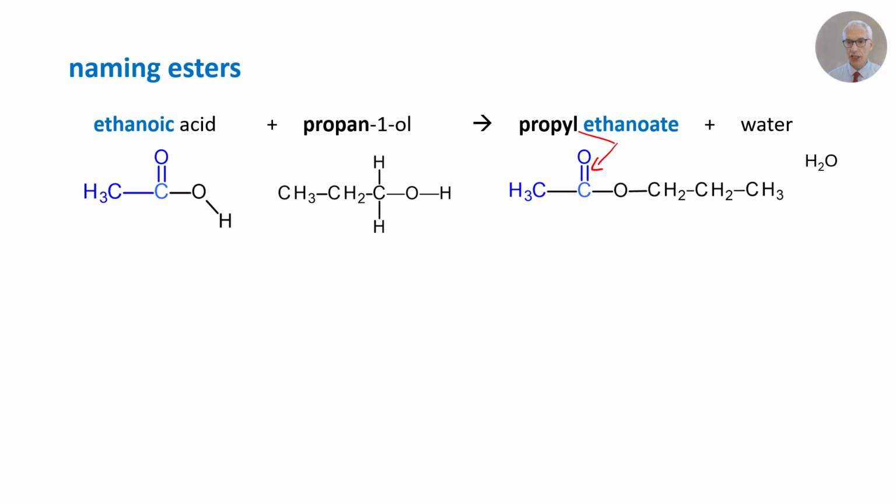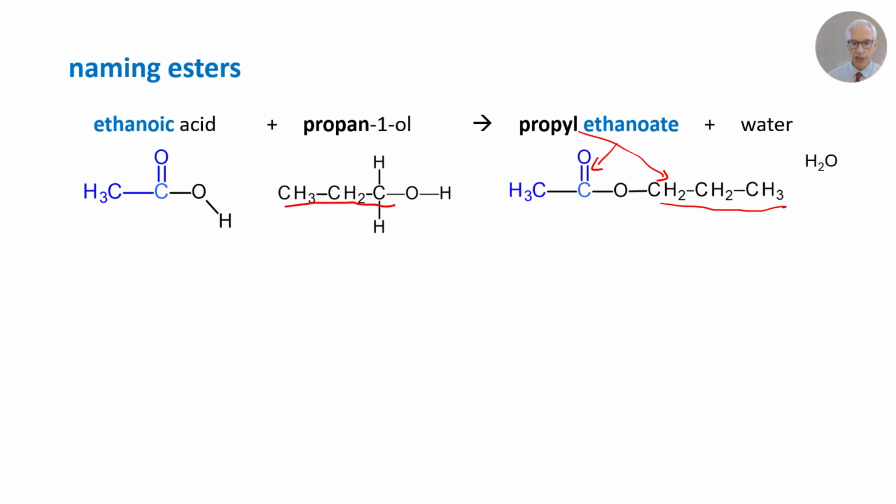There's the ethanoate section, and this is propyl. How does that relate to the compounds that were reacted together to make propyl ethanoate? Well, ethanoic acid, CH3C double bond oxygen, single bond oxygen. So that retains the carbon double bond oxygen. So the ethanoic acid becomes the ethanoate part of the ester. Propan-1-ol, well, these 3 carbons here end up here as the propyl section.